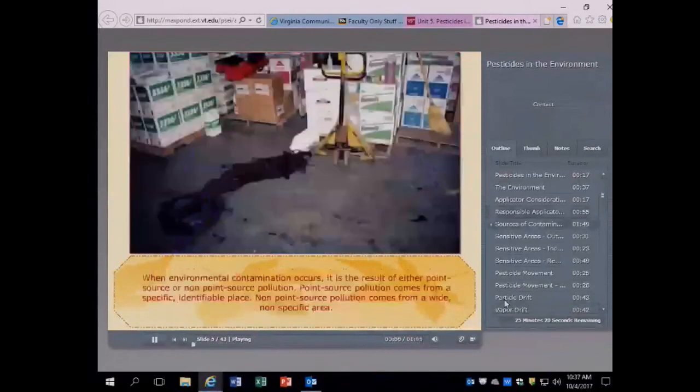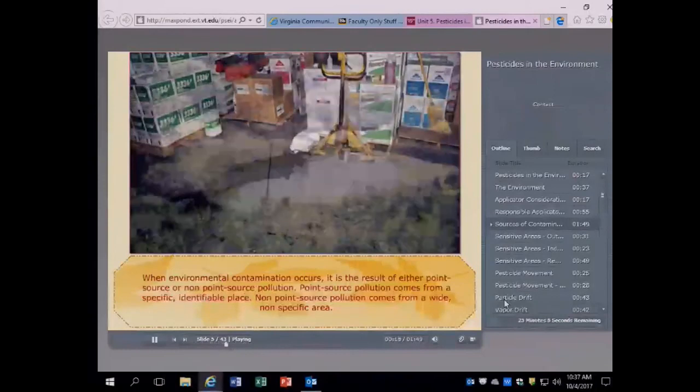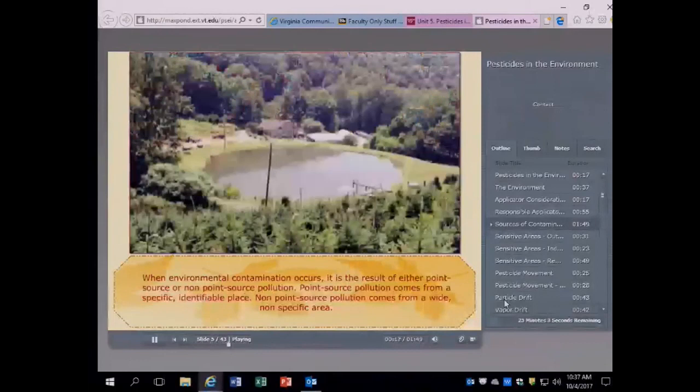When environmental contamination occurs, it is a result of either point source or non-point source pollution. Point source pollution comes from a specific, identifiable place or point. A pesticide spill that moves into a storm sewer is an example of point source pollution. Non-point source pollution comes from a wide area. The movement of pesticides into streams after broadcast application is an example of non-point source pollution.